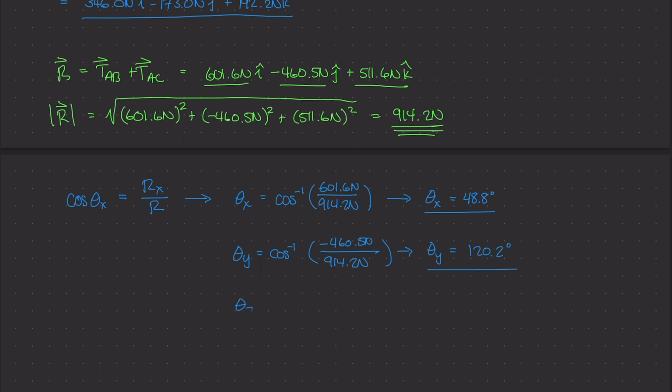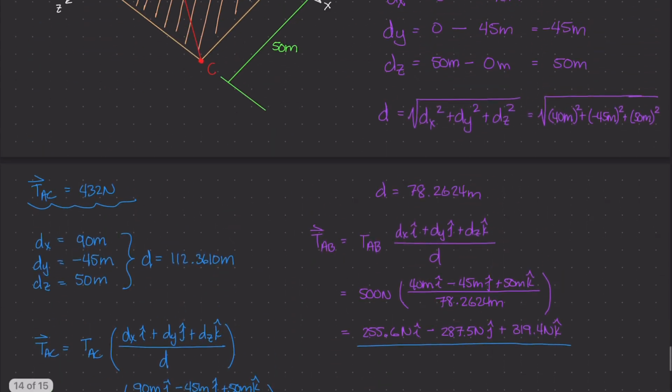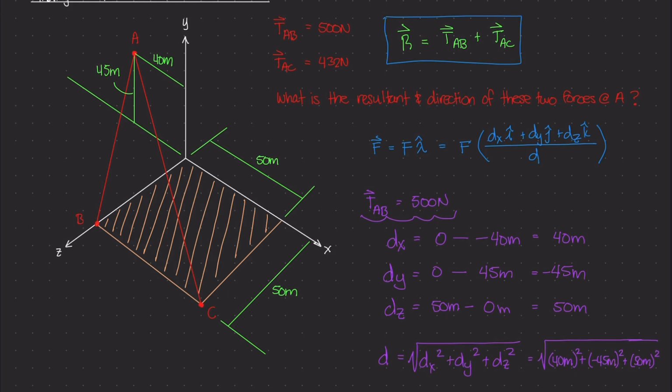Now, lastly, for theta z, that is going to be the cosine inverse of Rz over R. Now Rz was 511.6 newtons, and then R, of course, was the same, 914.2 newtons. Now if I solve this out, I get a theta z value of about 55.9 degrees. And there you go. The direction cosines, or the direction angles, for this resultant force for these two forces, TAB and TAC.